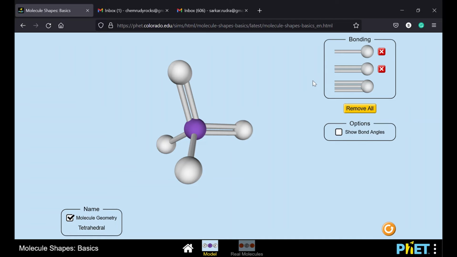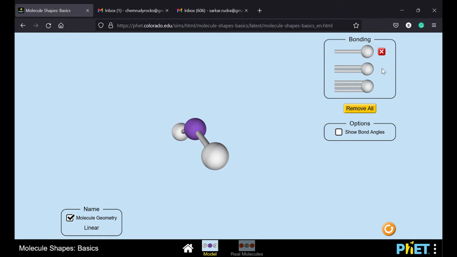Now what if we have the central atom making 5 bonds with the peripheral atoms? For that, I'm going to remove the double bonds. Let's begin with a simpler one.